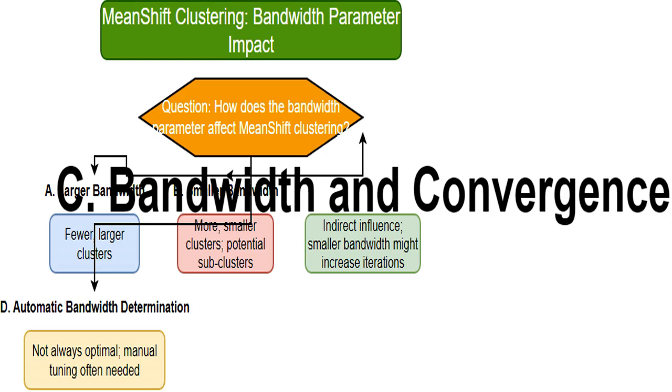Bandwidth indirectly impacts the algorithm's runtime. But the relationship isn't simple. A smaller bandwidth might increase the number of iterations because the algorithm has to make more fine-grained adjustments before settling on cluster centers. However, it depends a lot on the specific dataset's structure, how spread out the data points are.